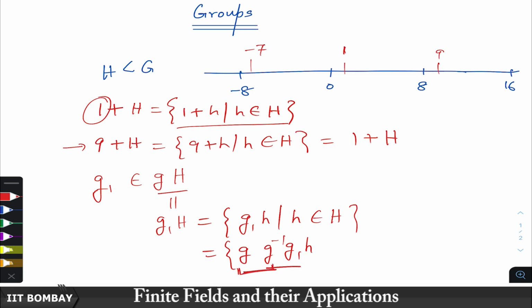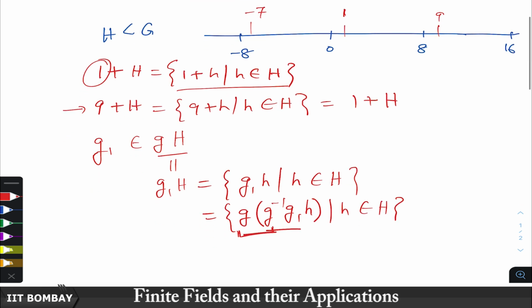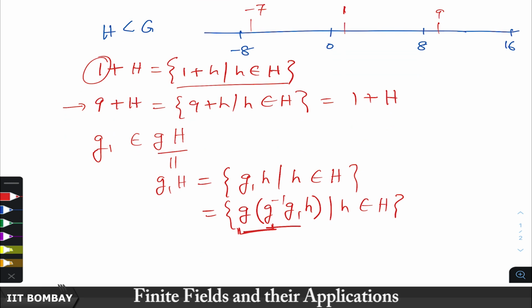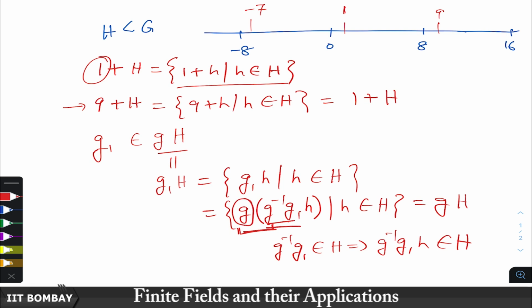But now, we have seen that if you take two elements g and g1 in the same coset, then g inverse g1 is in H. So, g inverse g1 is in H, which implies g inverse g1 h is also in H. Hence this is the same as g times H. You can see all the elements are of the form g times some element in H, this whole thing.